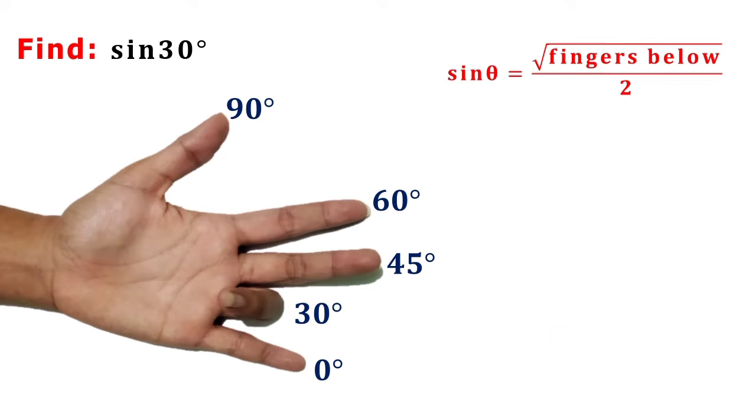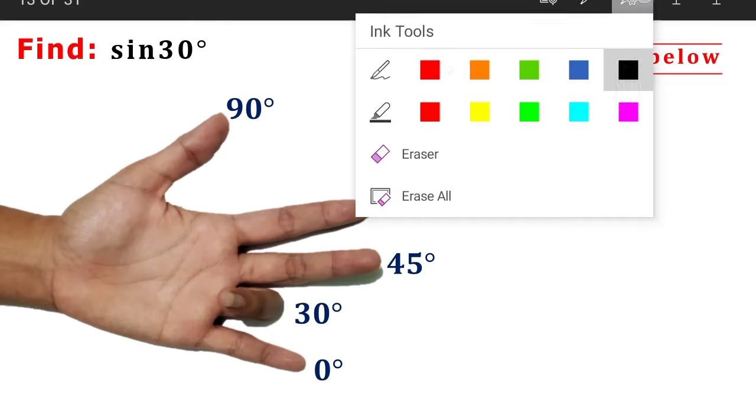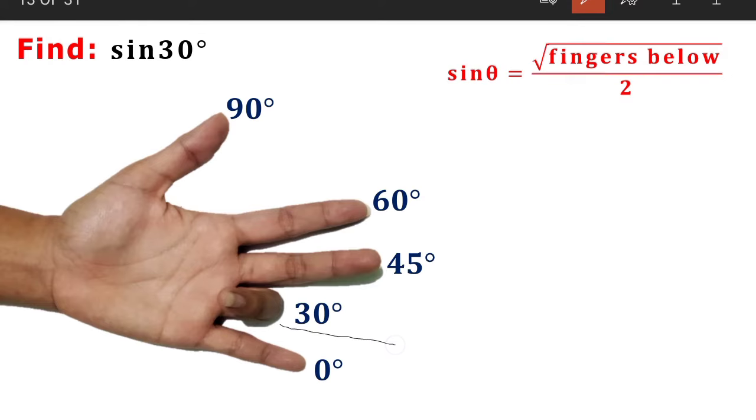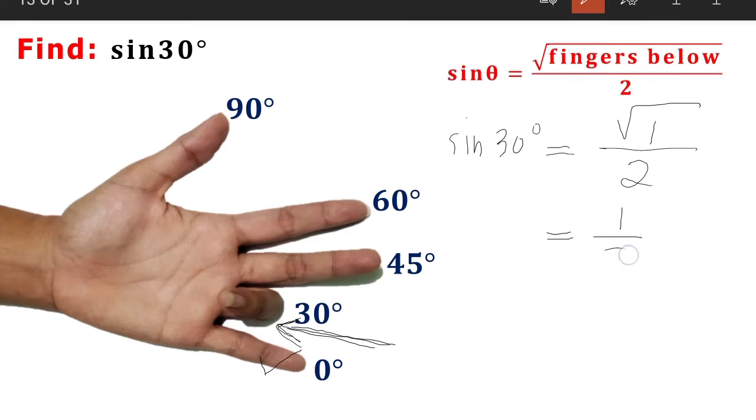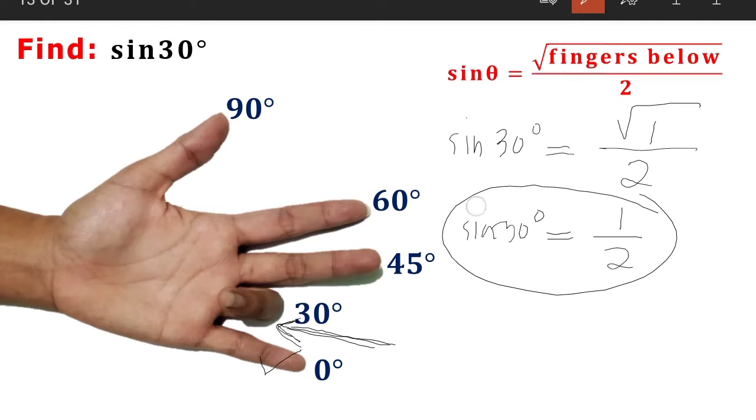Next, sine 30 degrees. 30 degrees is your ring finger, so you will fold your ring finger because your ring finger represents 30 degrees. Let's solve. Sine 30 degrees equals the square root of how many fingers below this ring finger? We have 1. So we will write here 1 and then over 2. What is the square root of 1? Let's simplify. Square root of 1 is 1, copy all over 2. So sine 30 degrees is equal to 1/2.